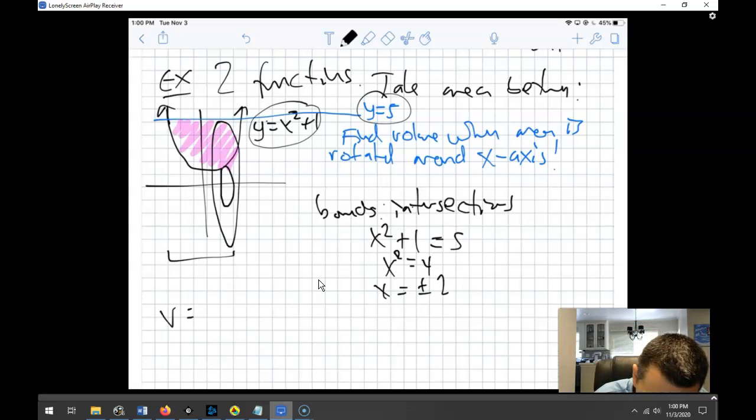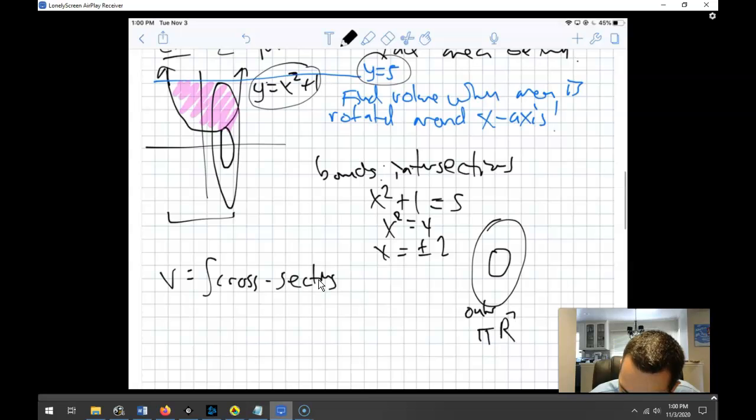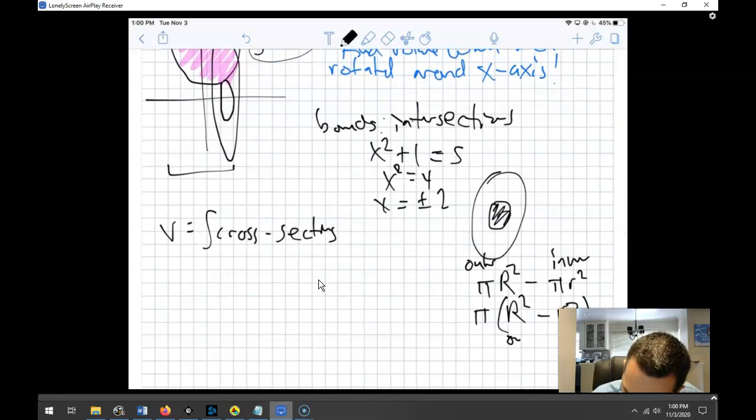So my volume is going to be the integral of these cross sections. And those cross sections, like we just said, are donuts. So what is the area of a donut? Well, if I have one circle inside of another circle, I can take the outer circle, which would be pi times some big radius squared, and subtract the inner circle. That inner circle would still be a circle, so pi times little radius squared. So I can think about pi times a big R squared minus a little r squared, where this is my outer radius and this is my inner radius. So I can pull the pi in front.